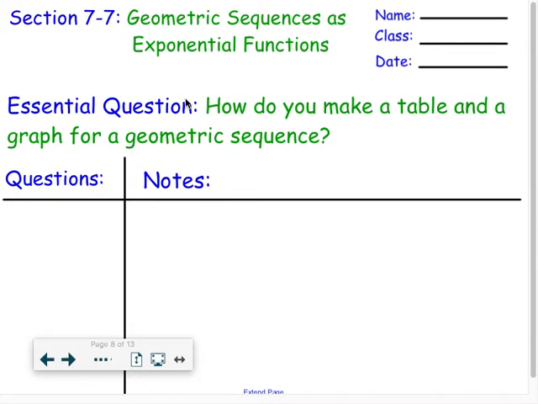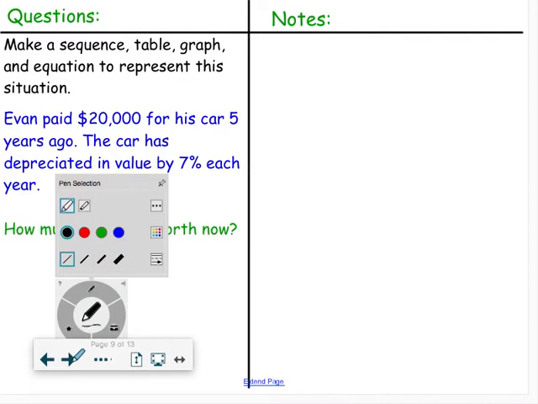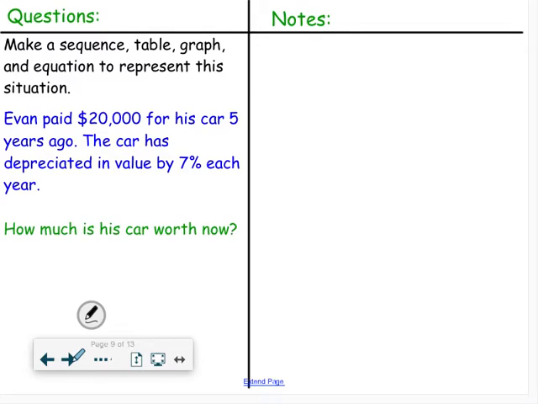Lesson 7-7, Geometric Sequences as Exponential Functions, and this is day 2. Our essential question is, how do you make a table and a graph for a geometric sequence? Our first problem says make a sequence, table, graph, and equation to represent this situation.